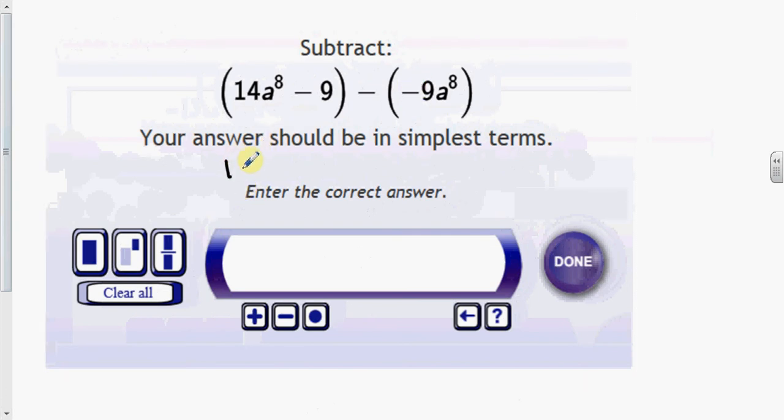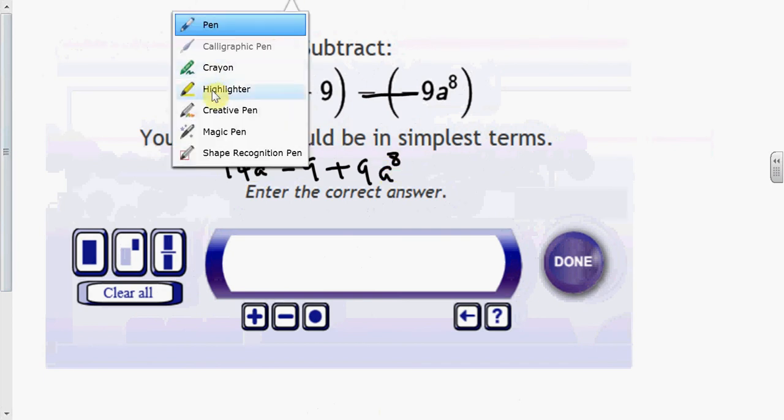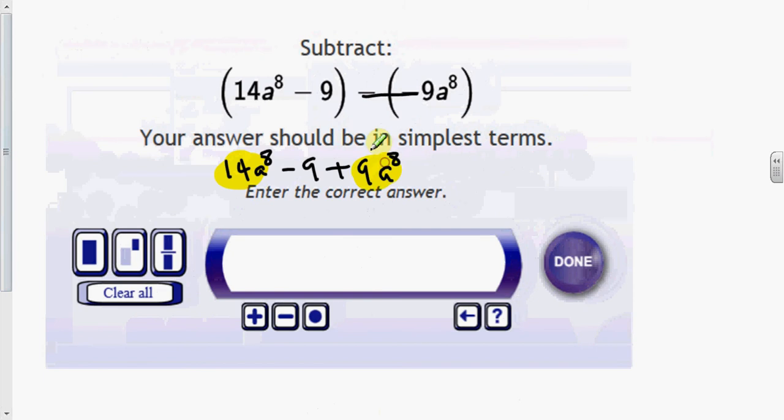We're going to get rid of the parentheses. Look, this is minus, parentheses minus, that becomes plus, right? So this is plus 9a to the 8th. So we're going to add 14a to the 8th and 9a to the 8th. They're like terms, right? Combine the like terms. So 14 plus 9 is 23 times its common variable expression, a to the 8th. We're not multiplying, we're adding. Then the minus 9 is by itself.